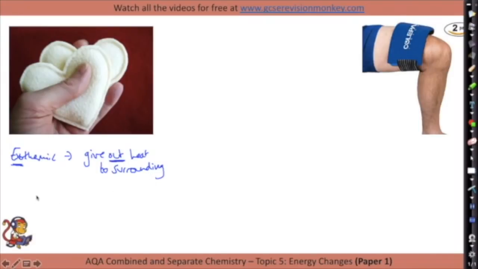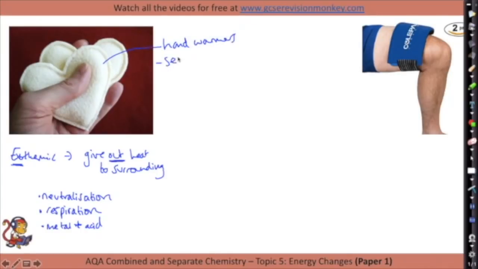Most reactions are exothermic, so things like neutralization reactions when you add an acid to a base. Respiration is an exothermic reaction. Energy is released during respiration, so it's an exothermic reaction. Metals and acids. Anything that gets hot shows that the energy is being released to the surroundings. These have several practical uses as well, for example in things such as hand warmers or self-heating cans, where you can initiate a chemical reaction and heat up food.